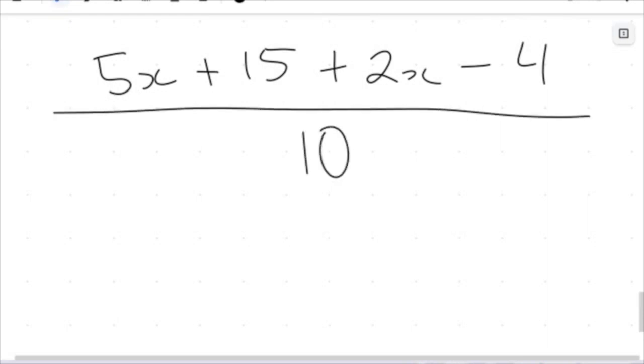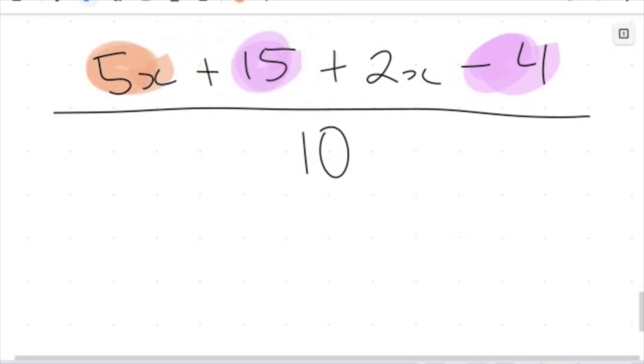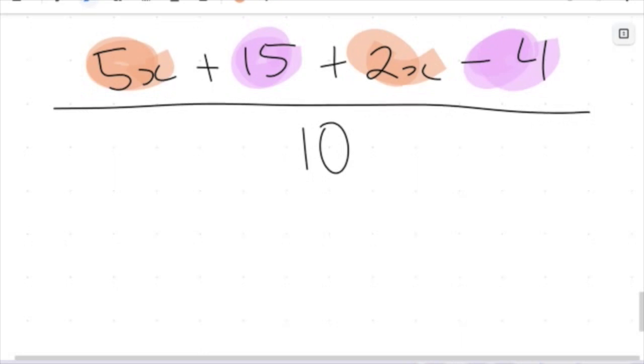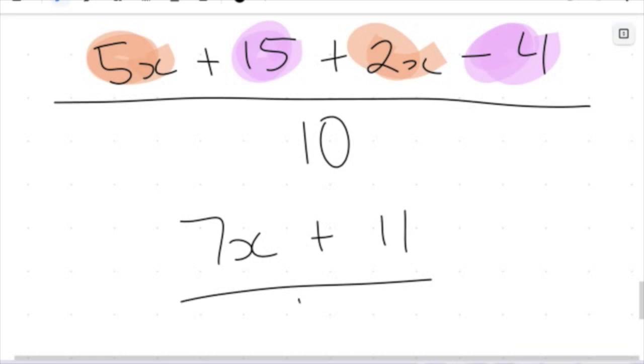And you can see here we have whole numbers and we have algebraic terms. We have these like terms. So the final thing to do to simplify this is to add our like terms. 5x plus 2x gives me 7x. 15 minus 4 gives me positive 11 over the denominator of 10. Now, that's how we can add and subtract with numerical denominators.